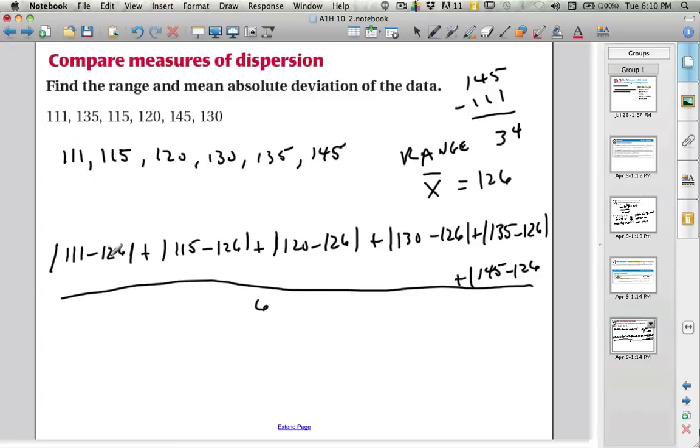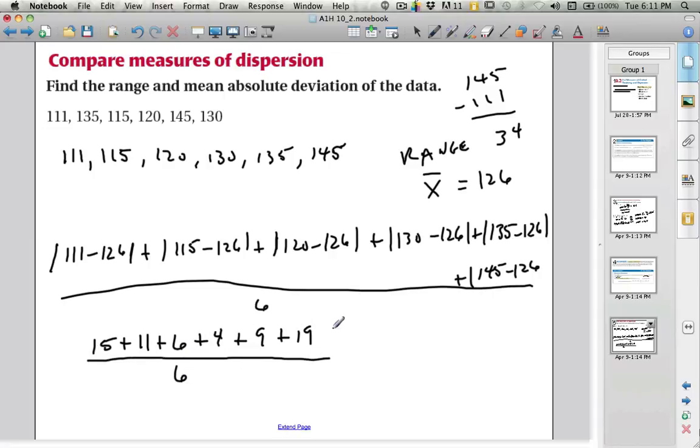So 111 minus 126, the difference is negative 15, but the absolute value is 15. And in this case, it's 11. And here it's 6. And now it's 4. And 135 minus 126 is 9. And 145 minus 126 is 19. All divided by 6. I've got 6 different items.